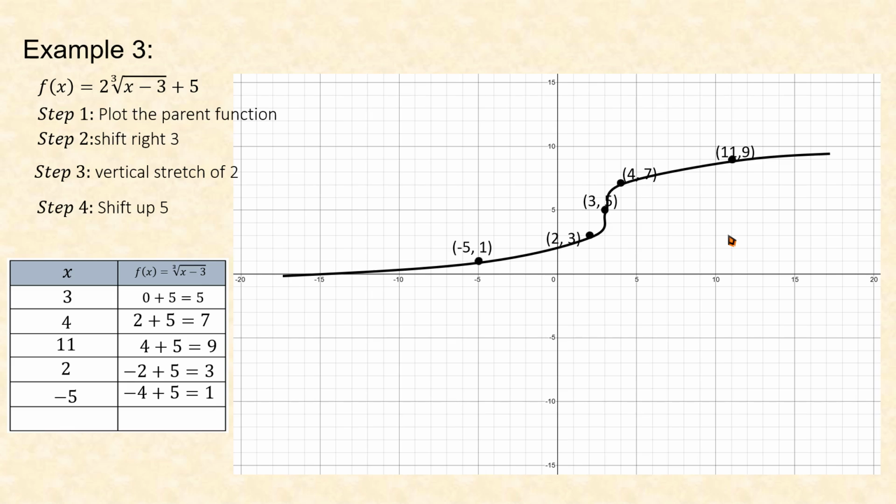And then for this one, domain and range. Domain and range for a cube root is always going to be all real numbers.